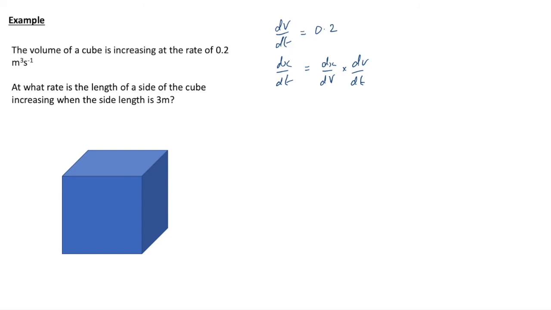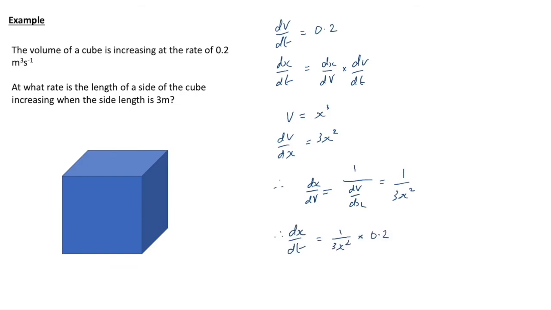So we know what V is. V is equal to x cubed, and that means we can work out dV/dx, which is 3x squared. But we don't want dV/dx, we want dx/dV. So we recognise that dx/dV is equal to 1 over dV/dx, so that's going to be 1 over 3x squared.